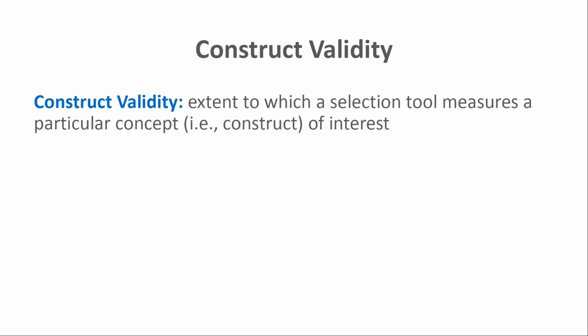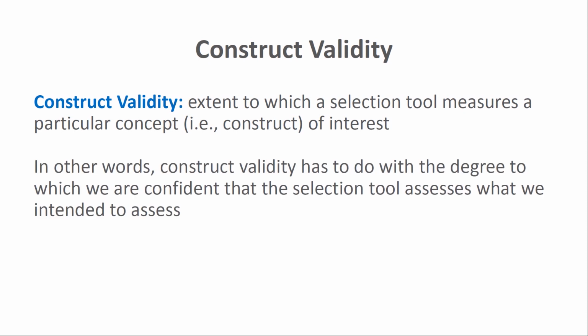Now let's switch to the third type of validity we're going to talk about. We've previously talked about content validity, then criterion-related validity. Let's talk about construct validity now. Construct validity refers to the extent to which a selection tool measures a particular concept or construct of interest. In other words, construct validity has to do with the degree to which we are confident that the selection tool assesses what we intended to assess. Does it measure what we set out to measure? That's really what construct validity gets at.